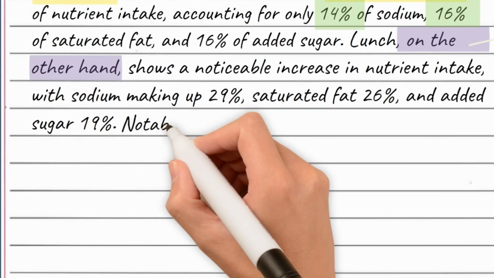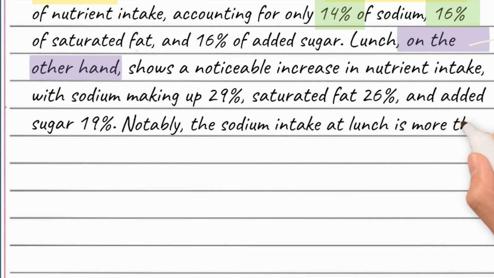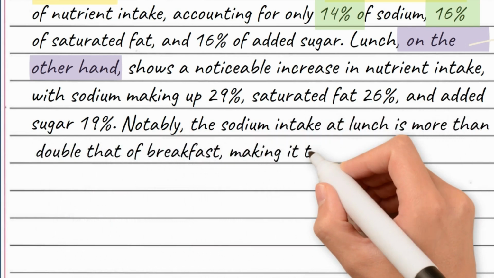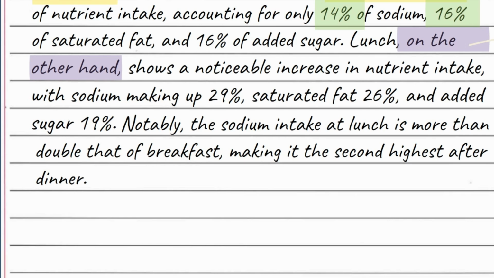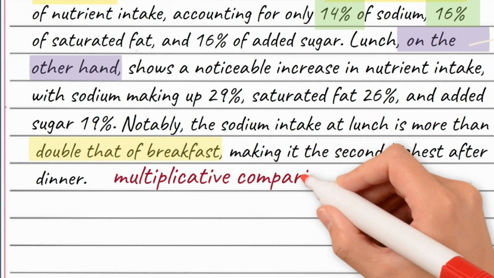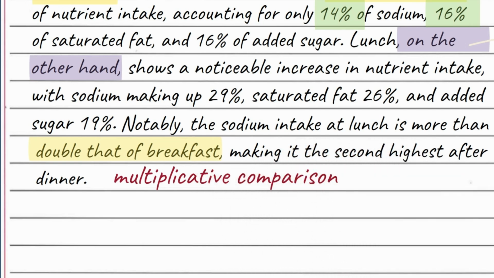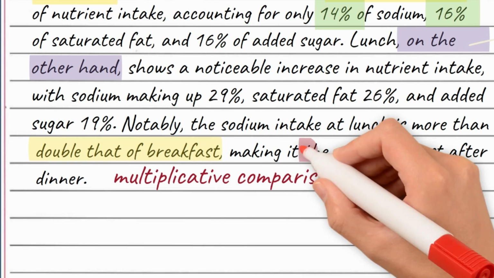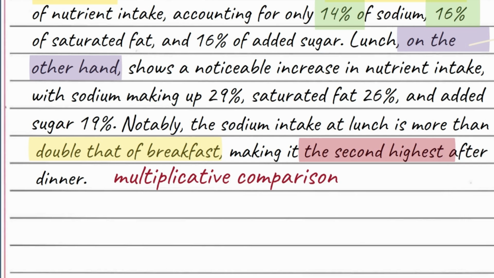Sentence 3. Notably, the sodium intake at lunch is more than double that of breakfast, making it the second highest after dinner. Here, a multiplicative comparison: double the breakfast. When you don't know what to compare, you can always use our sentence pattern as your cues. Ranking is also important. If you would like to know more expressions about ranking, let me know in the comments.